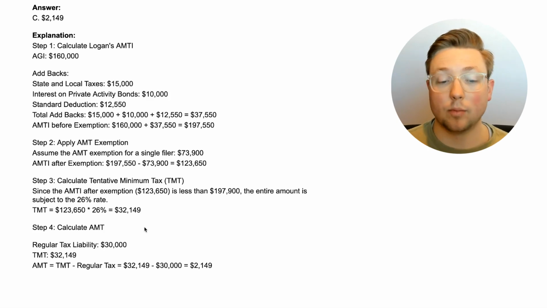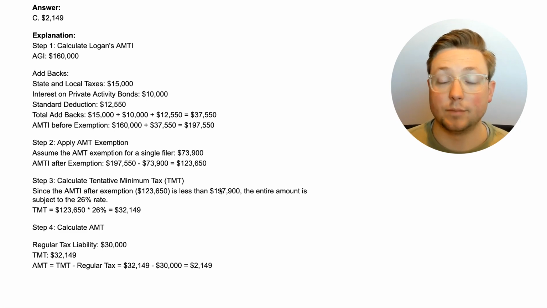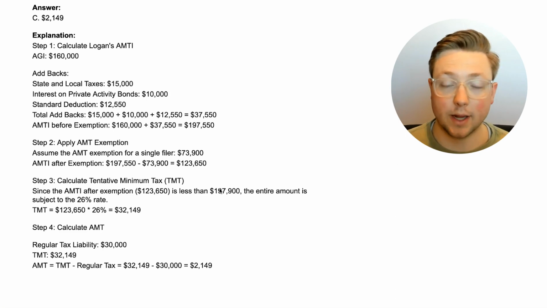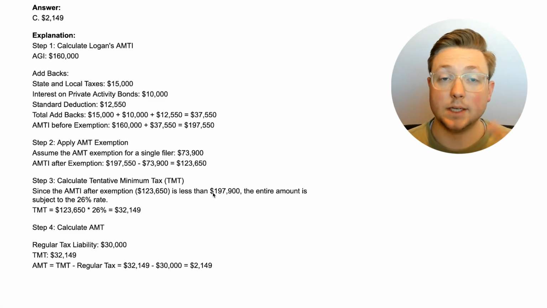Now, one more thing I want to point out here, this 26% is actually the current number. You don't need to worry about that necessarily. That might change with time. One thing you should know is that over a certain amount, potentially this $197,900, there's another AMT tax rate of potentially something like 28%, or again, it might change as time goes on. Currently it's 28%, but anything over that amount has a slightly different tax rate than the 26%. So there will always be two AMT tax rates.